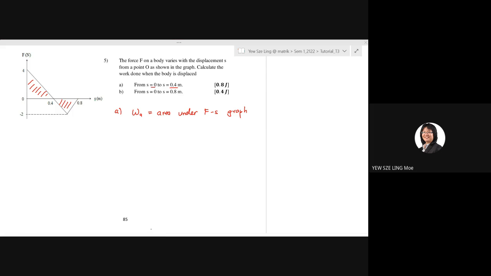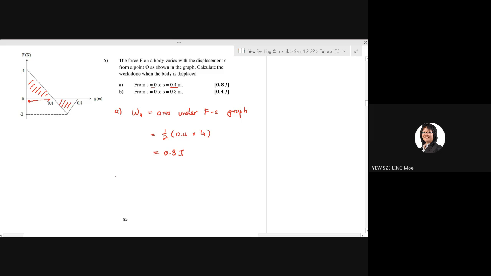Okay, we start from this sentence. And then, what are we going to do next? We then calculate the area. So area for the first section from 0 until 0.4. Now this is again a triangle. So 1 over 2 times the base, which is 0.4, times the height, which is 4. So it is equal to 0.8 joule.